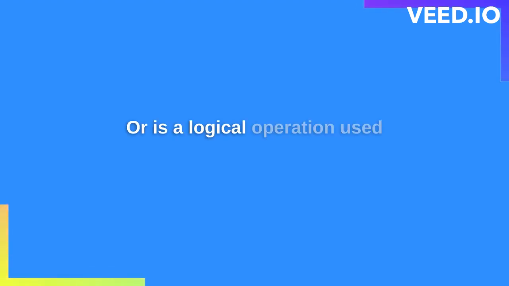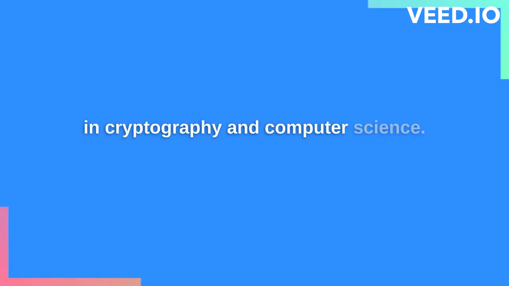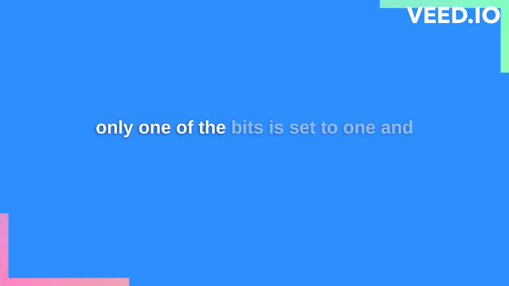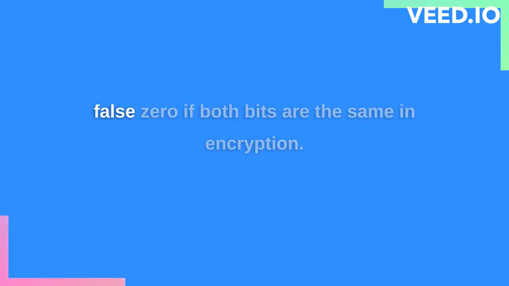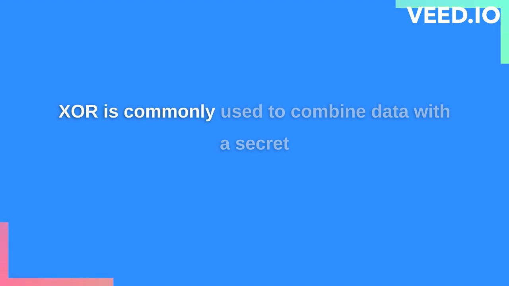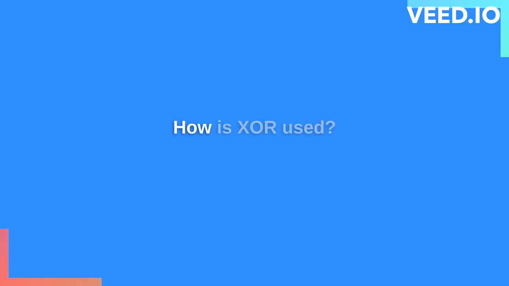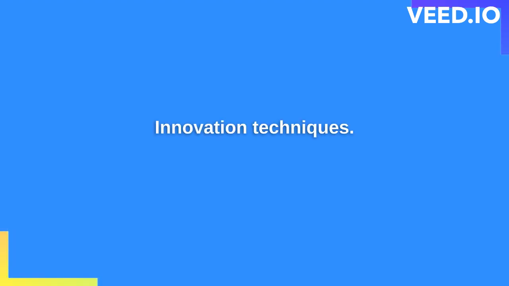What is XOR? XOR, exclusive OR, is a logical operation used in cryptography and computer science. It compares two binary values and returns true, 1, if only one of the bits is set to 1, and false, 0, if both bits are the same. In encryption, XOR is commonly used to combine data with a secret key, providing a simple form of encryption and decryption.